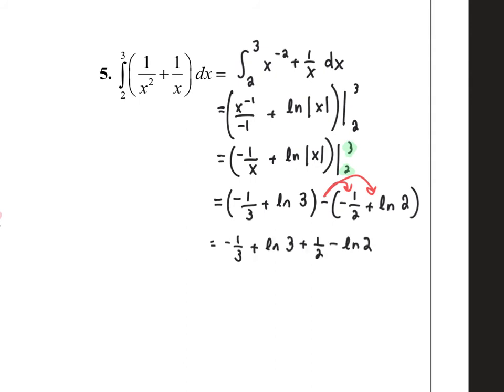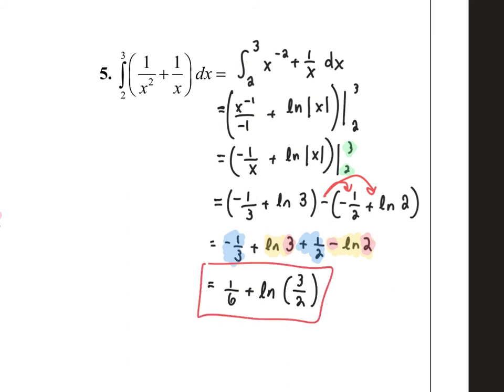From this stage, I can take my negative 1/3 and my plus 1/2 and combine them together. And just be careful when it comes to simplifying this natural log part. If you have natural log of 3 minus natural log of 2, you might want to think it's natural log of 1, but it's not. You actually have to take the arguments for each one and you divide them when you have that subtraction sign. And this is my final simplified answer.